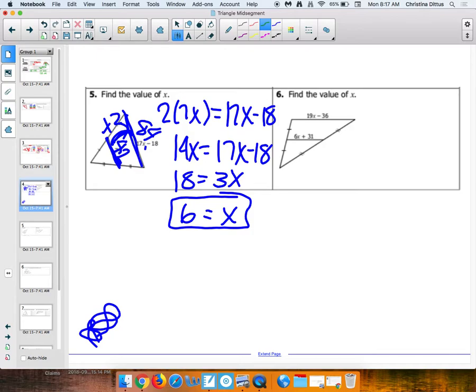Alright, number 6. Am I gonna double or half? The mid-segment, 6x plus 31. Do what with it? Double it. Double the mid-segment. So 2 times 6x plus 31 has to equal what? 19x minus 36.